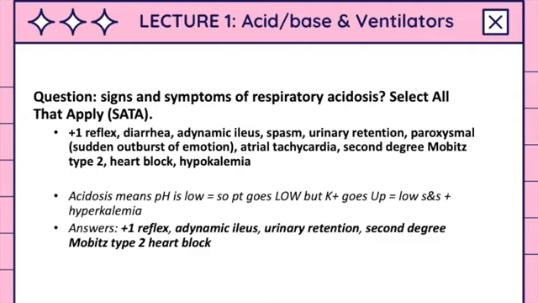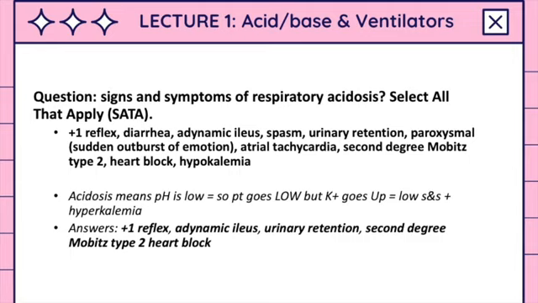Why? Block means the impulse is being what? Slowed, blocked, it's down, it's being hindered. So that's a select. Hypokalemia? No, I want a high K, not a low K. So the answer is the +1 reflexes, the adynamic ileus, the urinary retention, and the second degree Mobitz type 2 heart block. How many got that right?